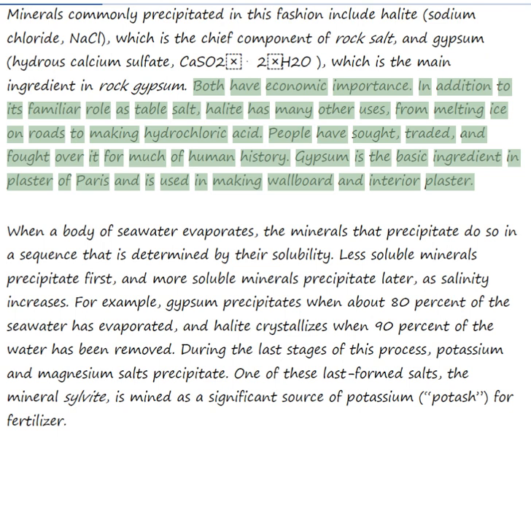Both have economic importance. In addition to its familiar role as table salt, halite has many other uses, from melting ice on roads to making hydrochloric acid. People have sought, traded, and fought over it for much of human history. Gypsum is the basic ingredient in plaster of Paris and is used in making wallboard and interior plaster.